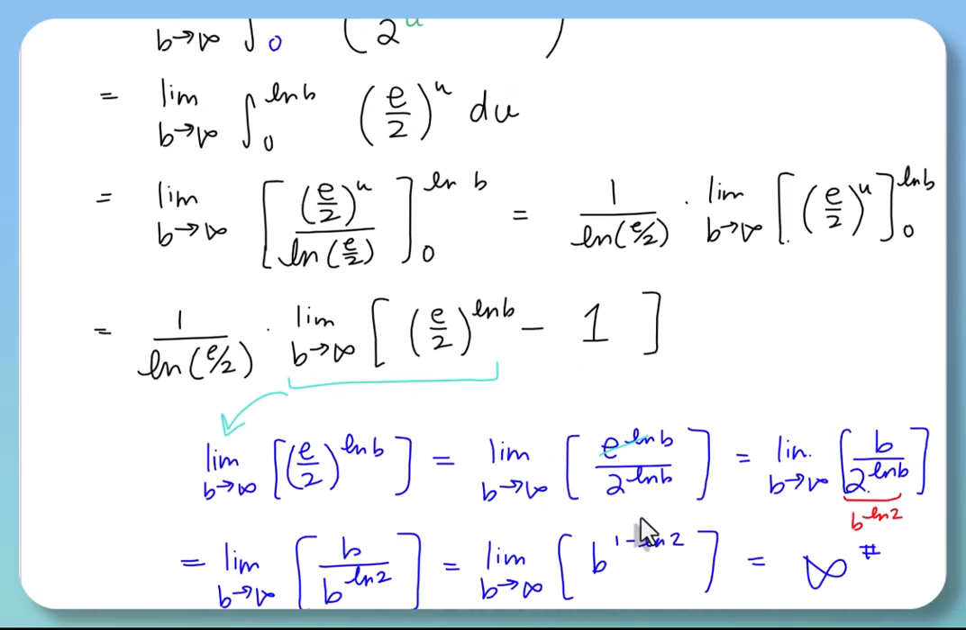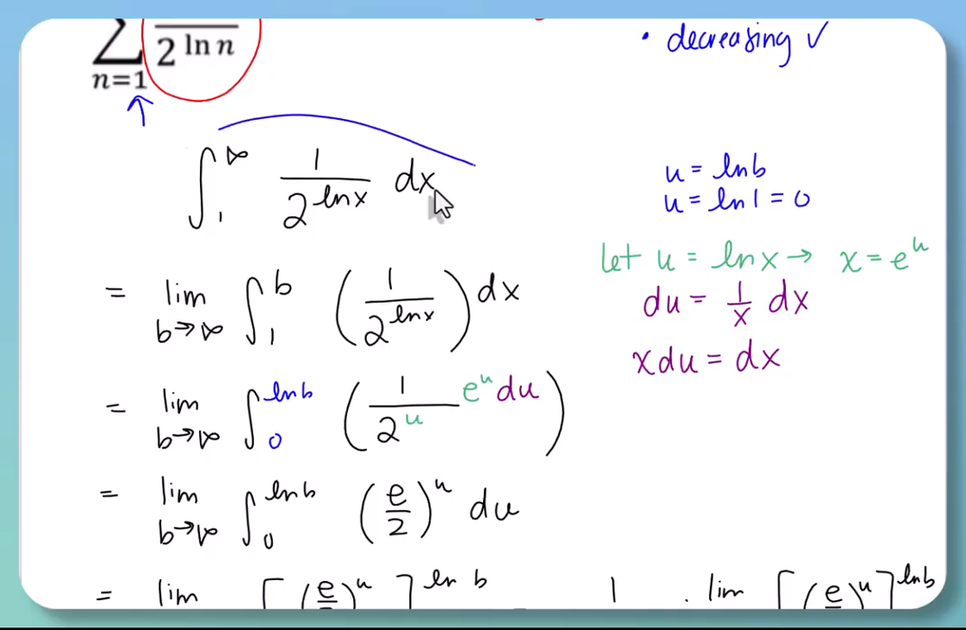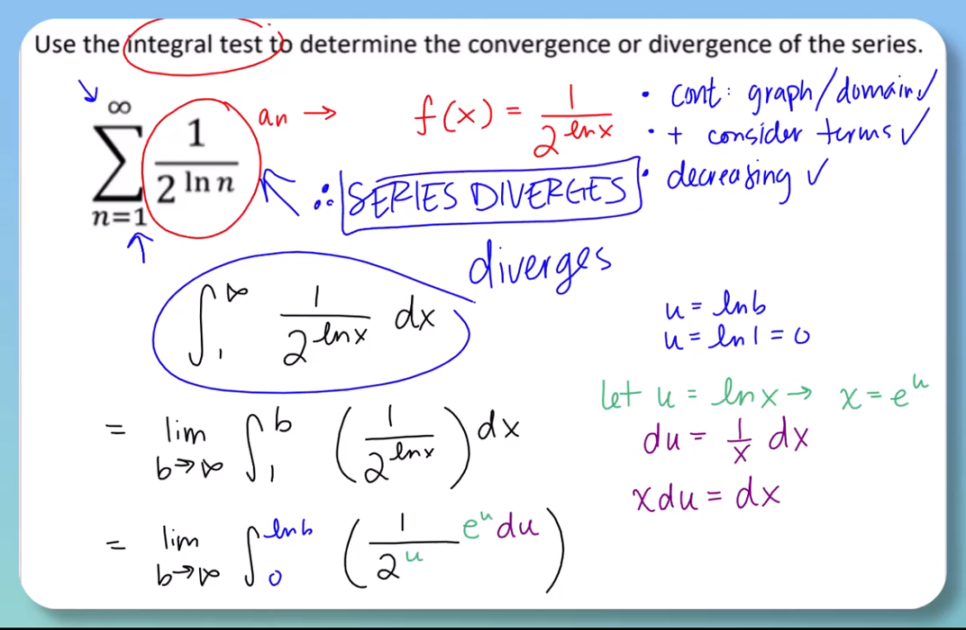Therefore, the related improper integral, this guy, diverges. And if the related improper integral diverges, then the series also diverges. And that's what we need to know how to do.